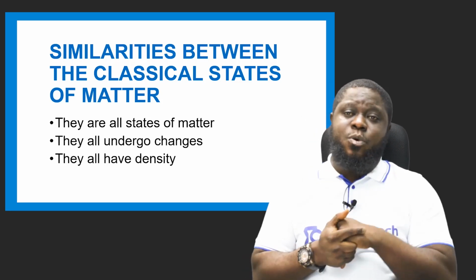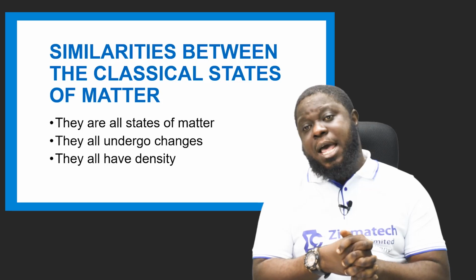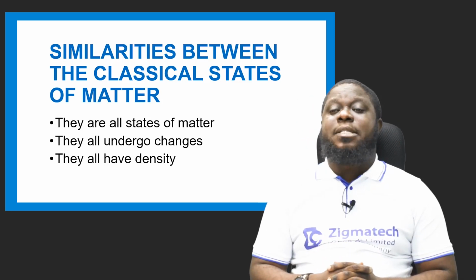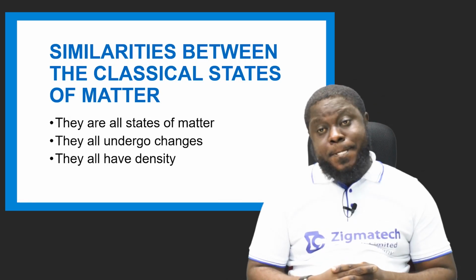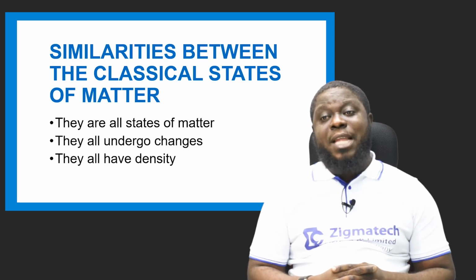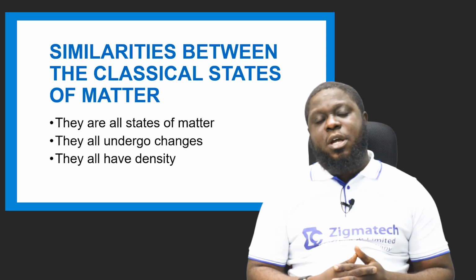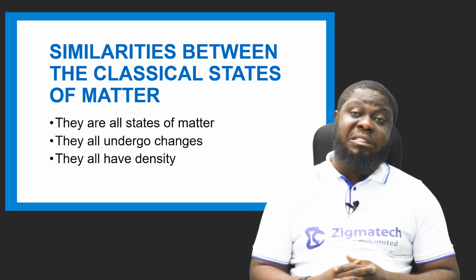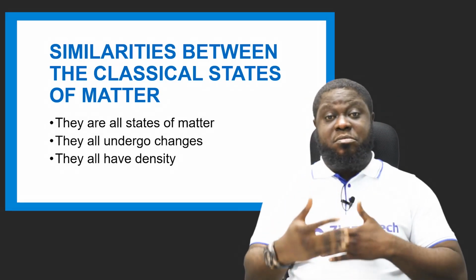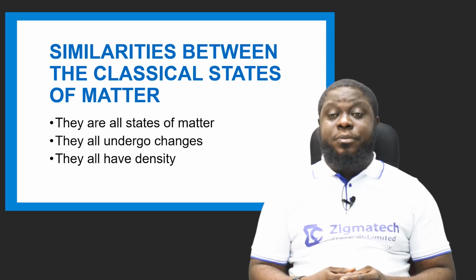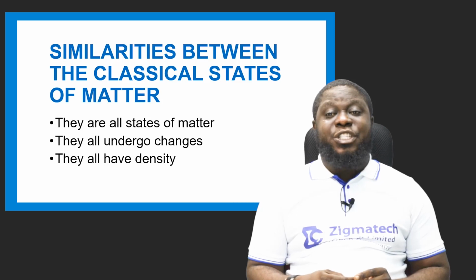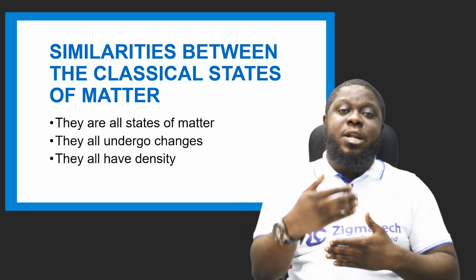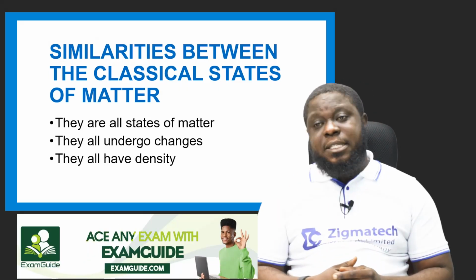Now, the next one is the similarities between the classical states of matter. What is making them similar? One, they are all states of matter. The next one says they all undergo changes. The solid can change to liquid, liquid change to gas, gas change to solid, vice versa. We will talk more about how they undergo their changes in the kinetic theory of matter.